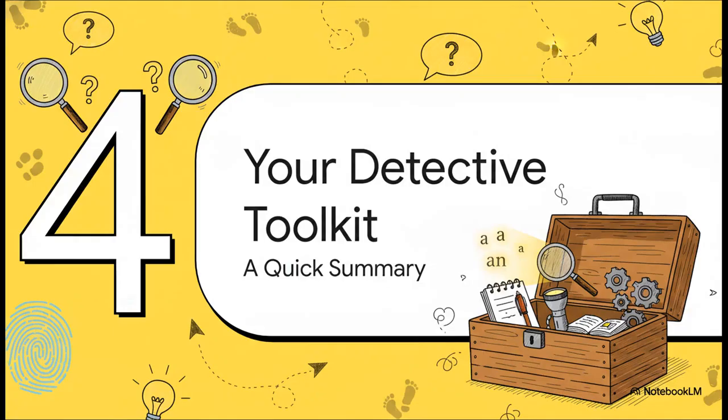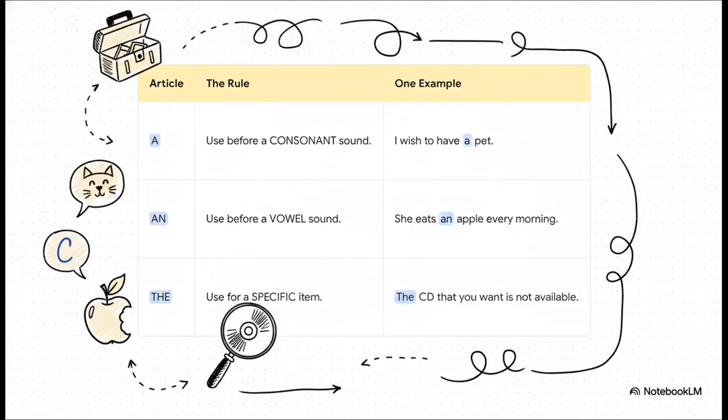And with that, case closed, detective. You've gathered all the clues you need. Now, let's put everything together into your official detective toolkit so you're ready for any grammar mission that comes your way. And here it is, your complete guide. This little toolkit sums up the main rules perfectly. A is for consonant sounds, an is for vowel sounds, and the is when you're talking about one specific item. You should definitely keep this cheat sheet handy to remember everything we've just learned.